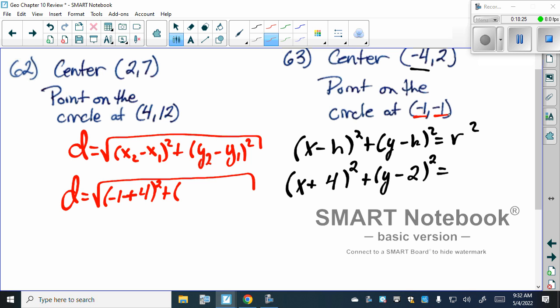And the two y values are -1 and -1 minus 2 squared. Is everything in there a number? Type it in exactly as we see it. Square root, parentheses, -1 plus 4, close parentheses, squared, plus, open parentheses, -1 minus 2, close parentheses, squared, enter.